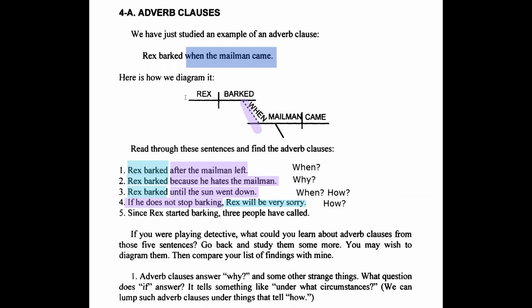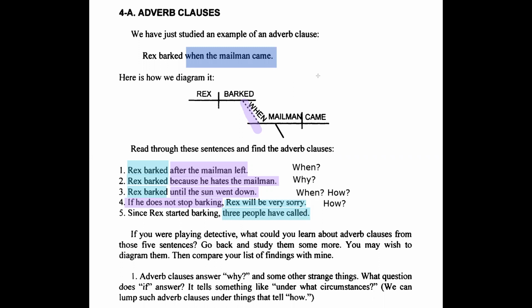Now, let's look at number 5 as well. Since Rex started barking, 3 people have called. Where is the independent clause, the one that can stand alone? 3 people have called. That right there can be a sentence all on its own. 3 people have called, period. I don't need to say anything else. The rest of the paragraph that it's in can give more information.